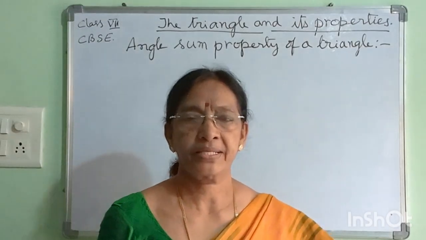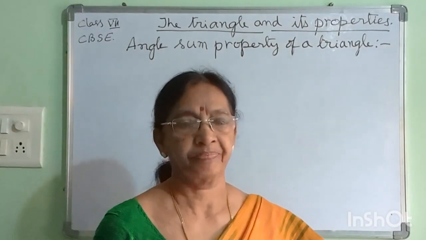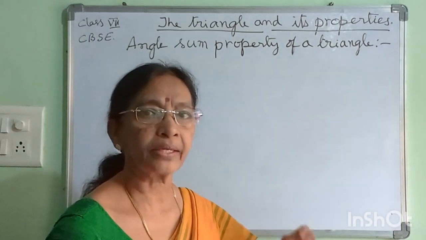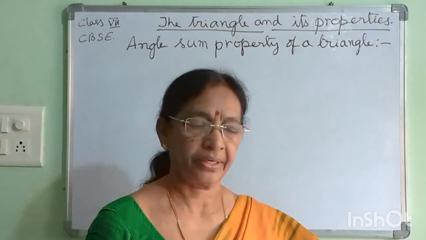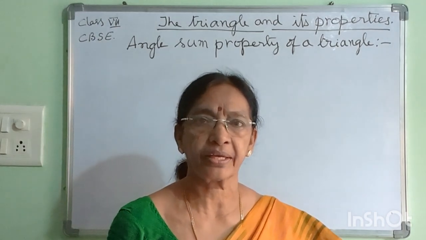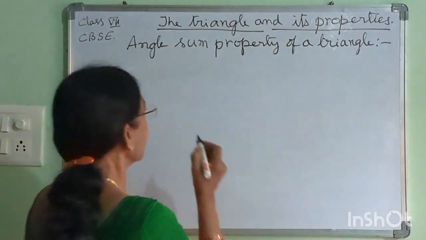Welcome to my maths class, 7th class maths. The triangle and its properties. The angle sum property of a triangle. That is, the sum of the three angles of a triangle is equal to 180 degrees.